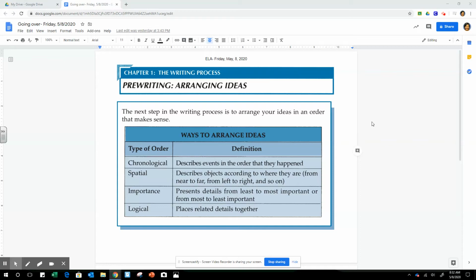Good morning, beautiful Bearcats. I'm going to be going over Friday's assignment. If you've already completed this, that's great. Use this to check your work. If you've not completed it, then work on it with me.